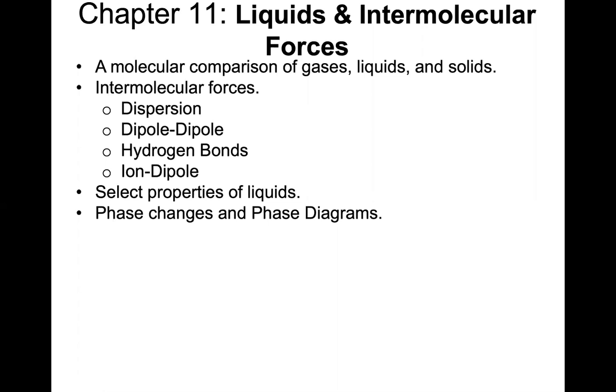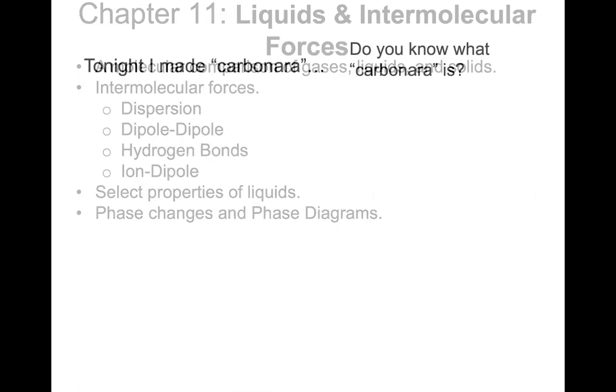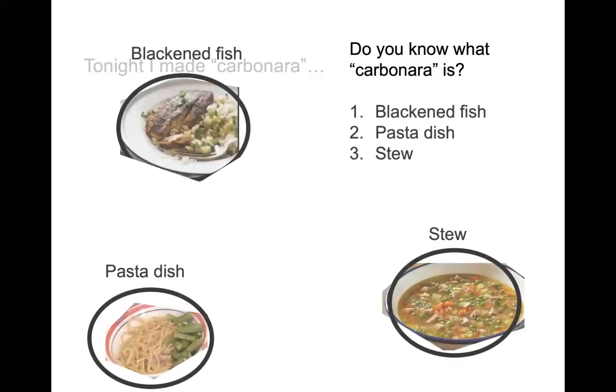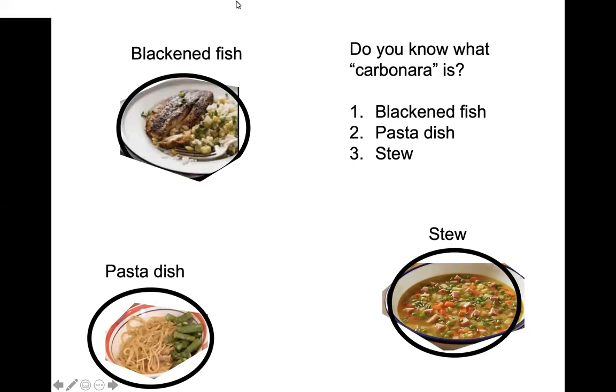Before we do that, this evening, I had an opportunity to cook one of my favorite dishes. It's my best dish that I know how to cook without a recipe. It's called carbonara. And I'm curious, when I say carbonara, do you know what I'm talking about? I've turned this into a poll question: is carbonara a blackened fish dish, pasta dish, or a stew?